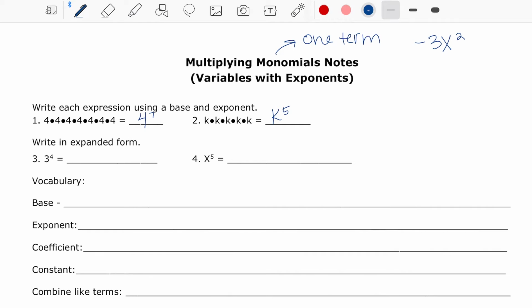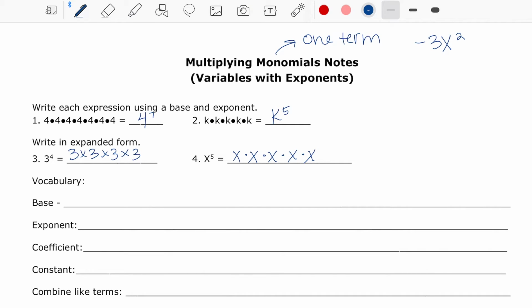Just like we can rewrite expanded form into exponential form, we can go from exponential form back into standard form. So 3 to the 4th is really 3 times 3 times 3 times 3. Remember, that does not mean 3 times 4. It means 3 multiplied by itself 4 times. So x to the 5th would become x times x times x times x times x.